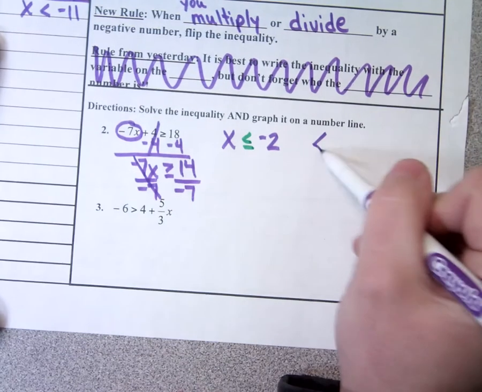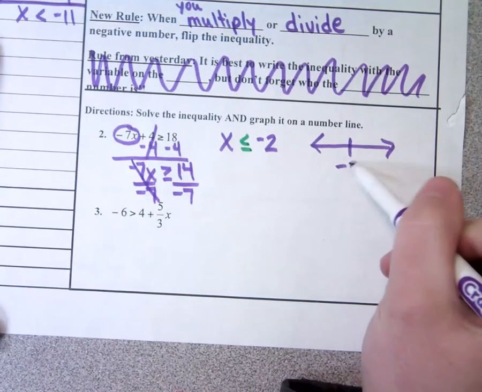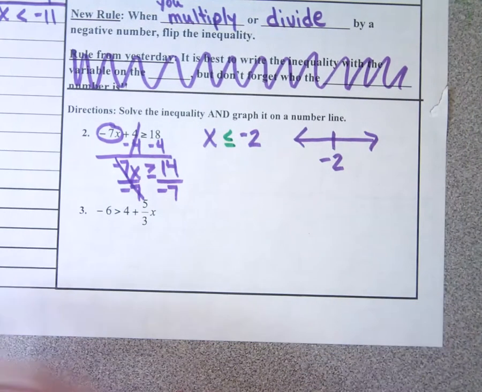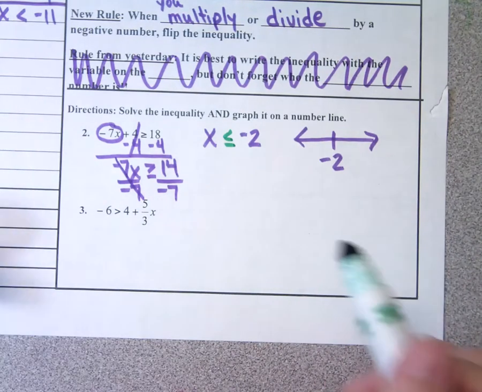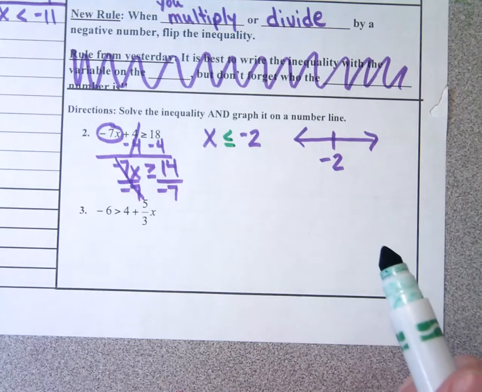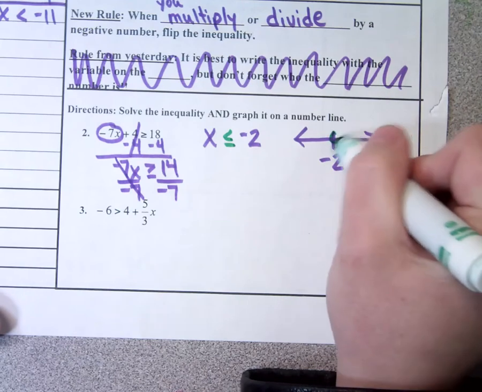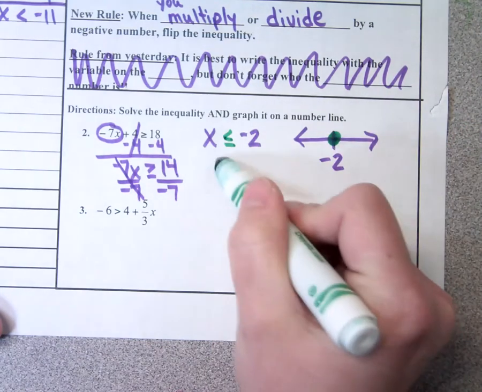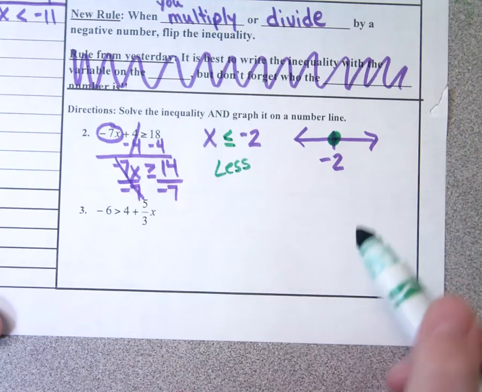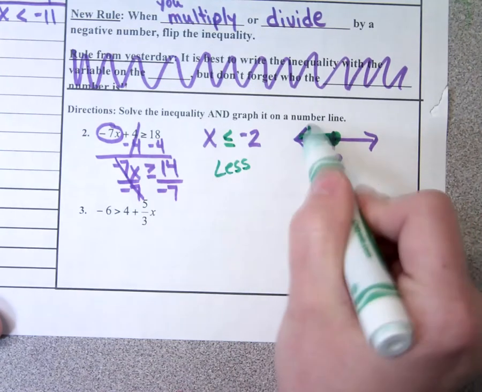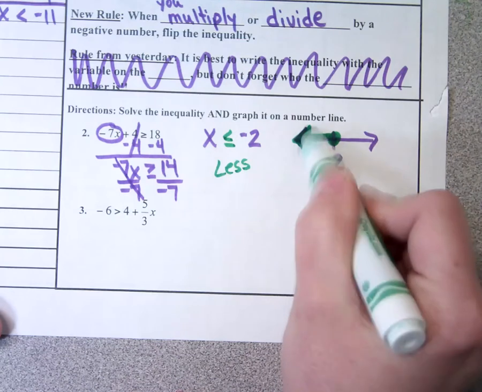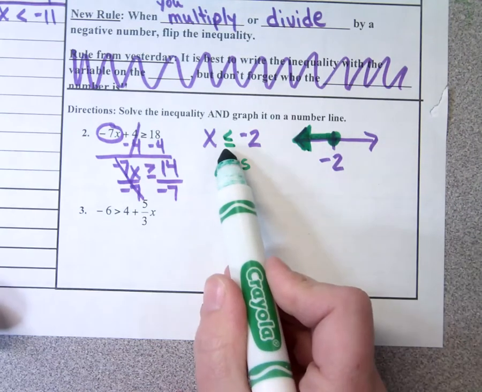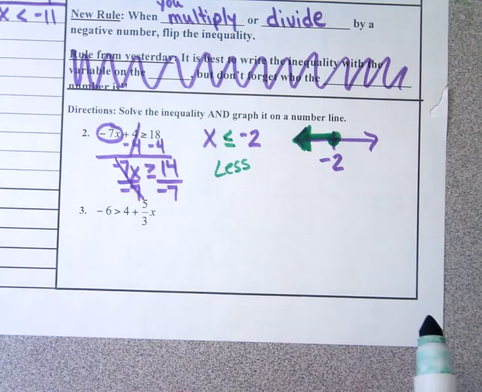Okay, let's go ahead and graph this. I'm going to put -2 on my number line. Would it be an open circle or a solid circle? Solid because it has the equals. Since the pointed end is facing the variable, this is less than, and less than shades left. So any number that is less than or equal to -2 is an answer to this problem.